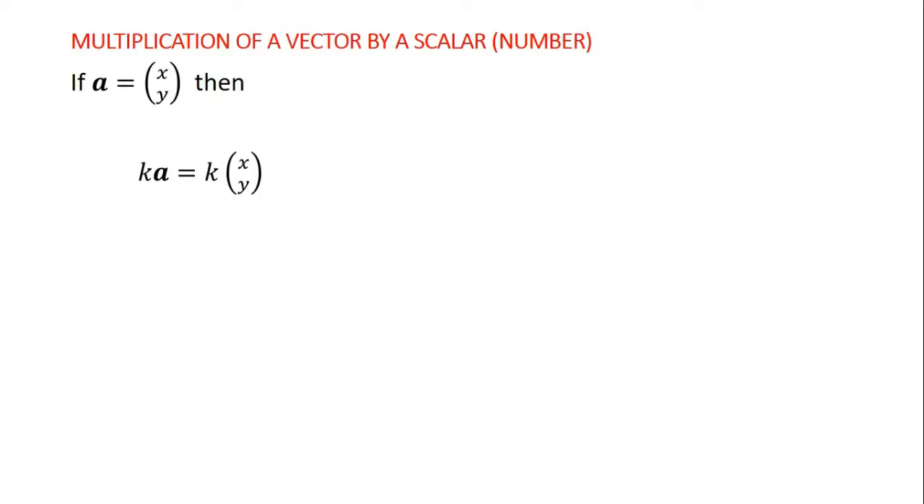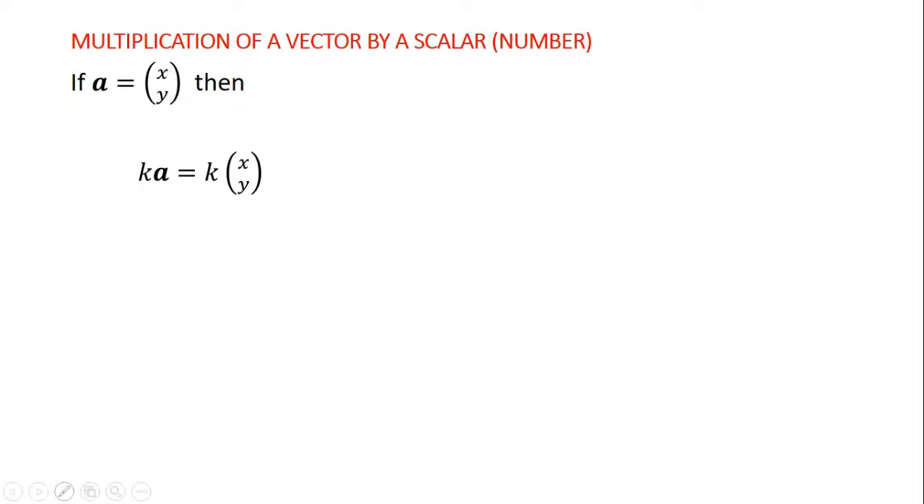We are on the topic vectors. In the previous video, we learned how to add and subtract vectors. In this video, we are going to learn how to multiply a vector by a scalar. So, multiplication of a vector by a scalar. When we say a scalar, it means a number. So we are going to learn how to multiply a vector by a number.